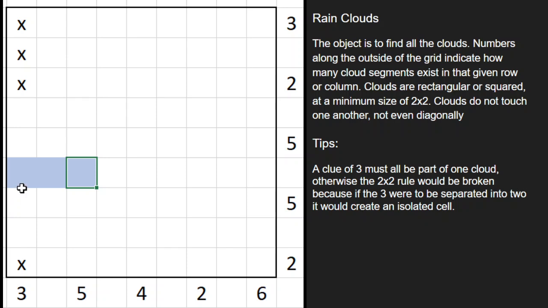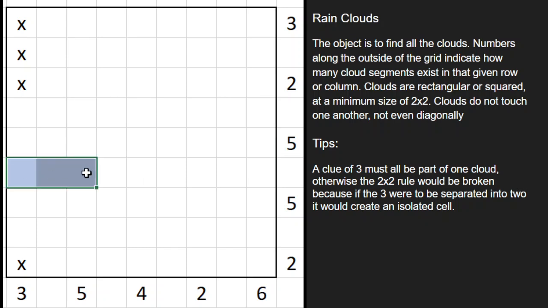And then at this point, we ask ourselves, well, can it go any further? Could it be a 4 by 3? And I think the answer is no, and I'll explain why. If it's a 4 by 3, that's going to ruin this 5 clue, either one, because this cloud has to go up or down. Either way it goes, it's going to affect one of the 5 clues.